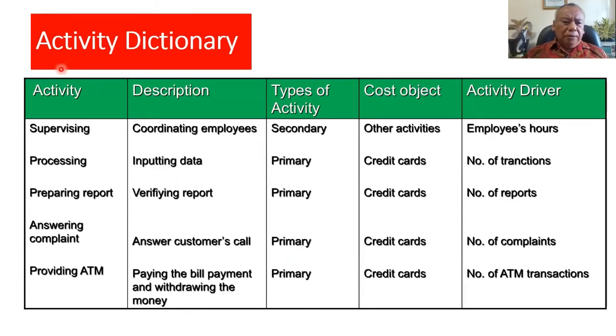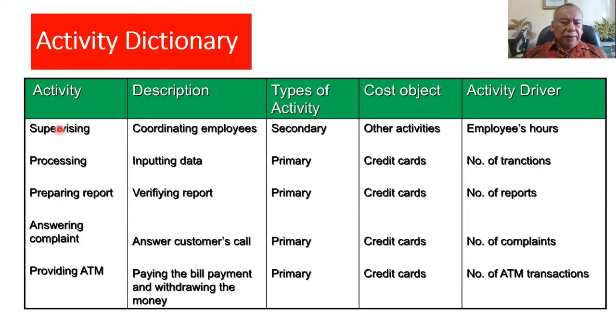So the columns will be like this: activity, and how do we define the activity or description here, and then the type of activity, the cost object, and activity driver. After we identify by asking the credit card managers, we find there are 5 activities, for example, supervising, processing the transaction by staff, preparing report, answering the complaint, and providing the ATM.